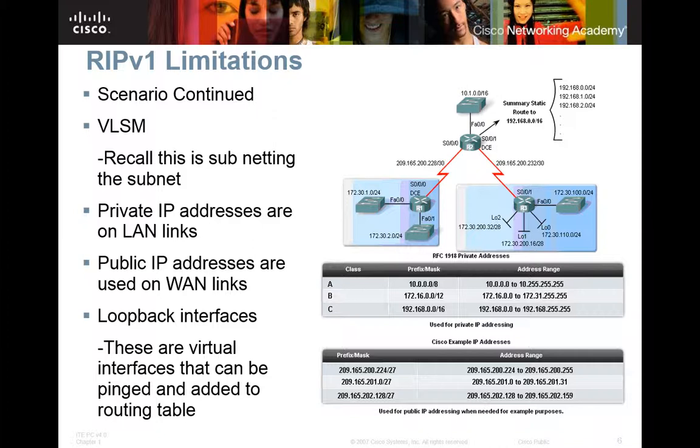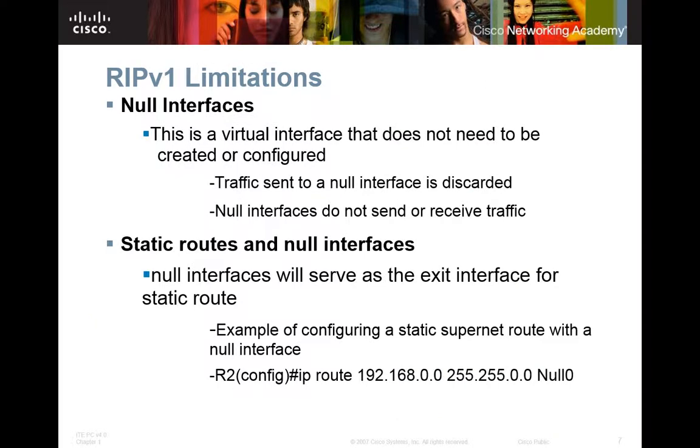Loopback interfaces. What's the loopback interface IP? No, 172. No, I'm sorry. It was 127.0.0.1. I'm thinking of private IP addressing. Sorry.